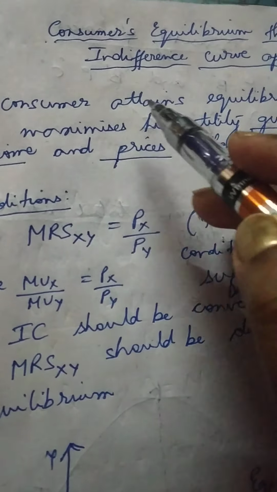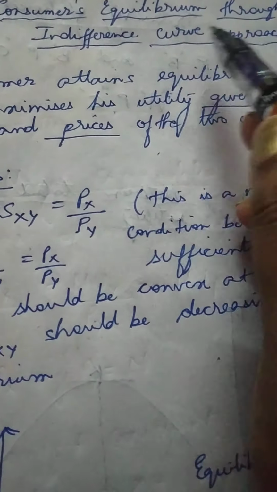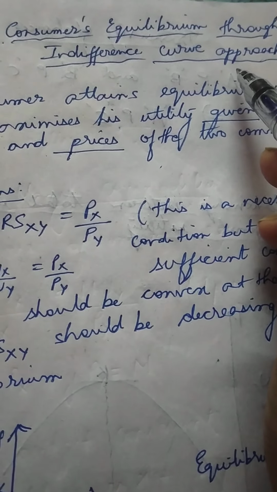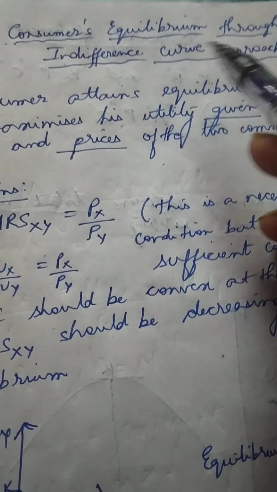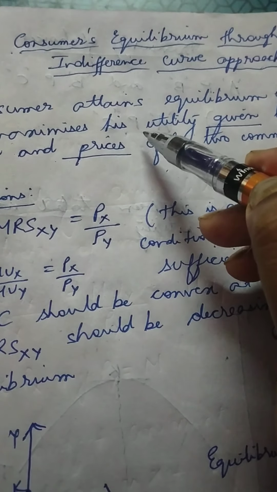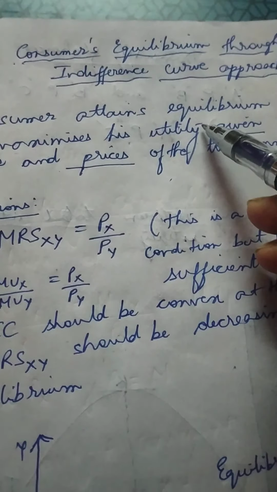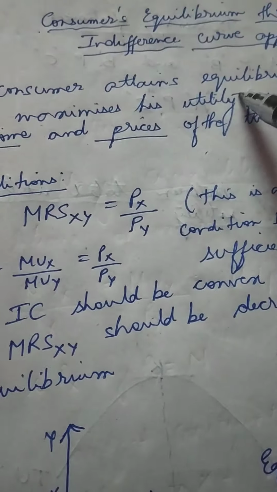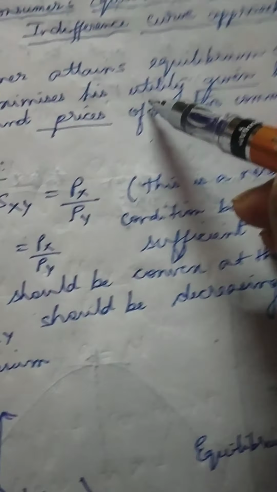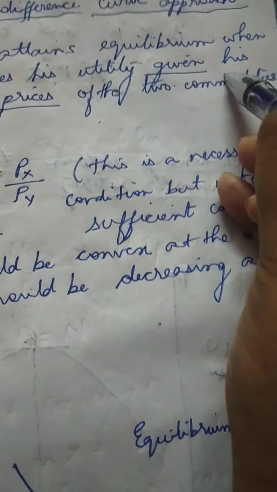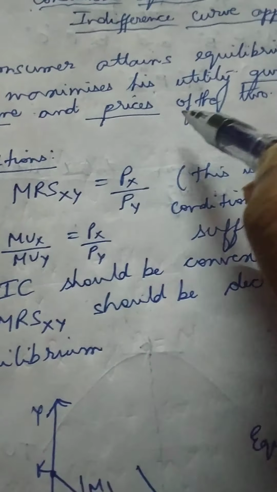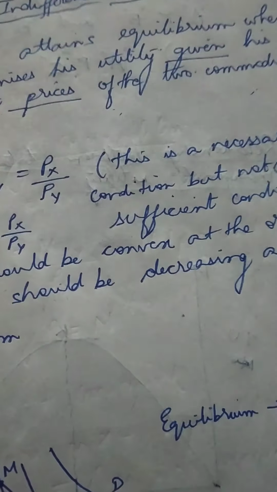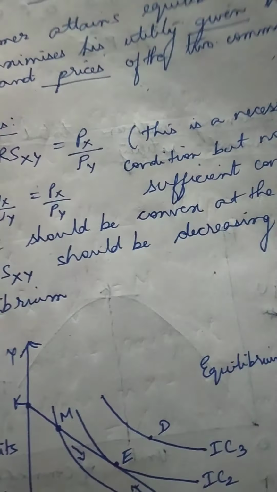Now I will be explaining the consumer's equilibrium through the indifference curve approach. We had two approaches. One was the marginal utility approach and this one is the indifference curve approach or the ordinal utility approach. Now, a consumer will attain the equilibrium when he maximizes his utility given his income and prices of the two commodities. So you must remember that every consumer wants to maximize his utility.